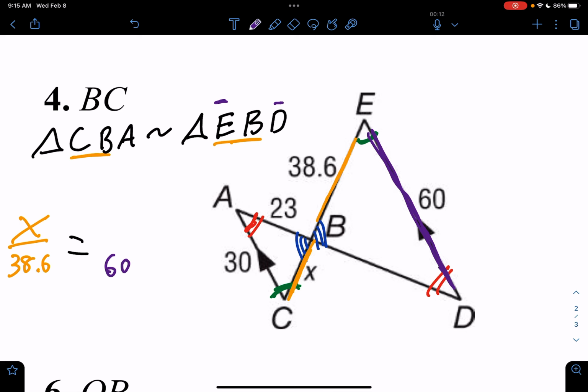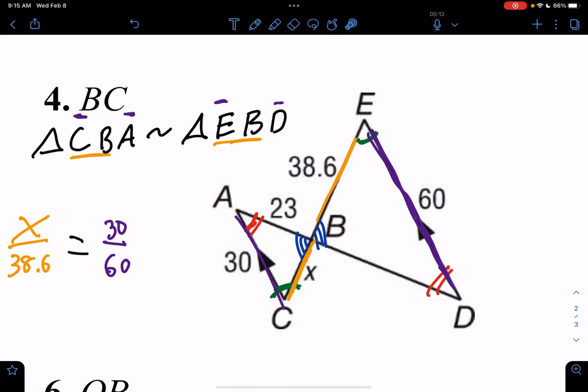So what is in between E and D? 60. So what corresponds to that one? Whatever is in between C and A. And what I have over there is the 30. Wow, will you look at that? I see 60 and I see 30.